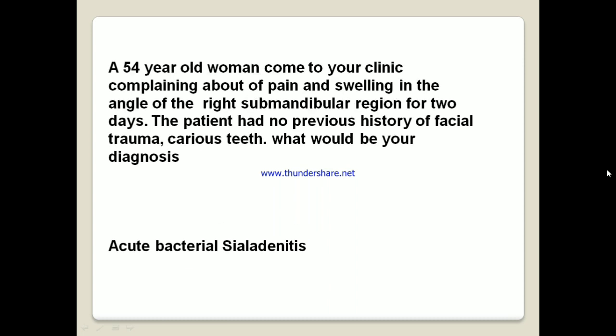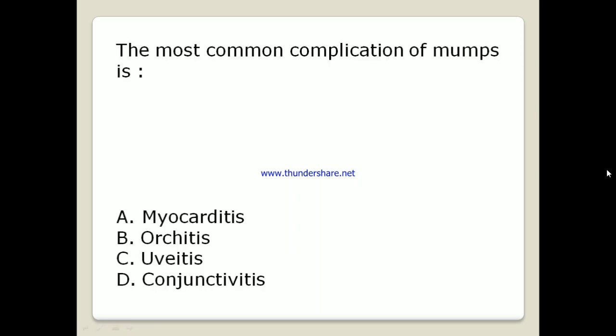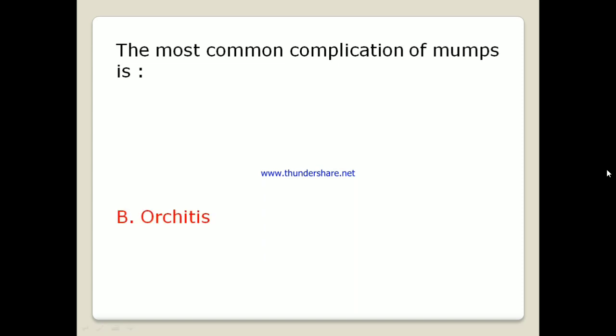The answer is acute bacterial sialadenitis. The most common complication of mumps is: A. Myocarditis. B. Orchitis. C. Uveitis. D. Conjunctivitis.